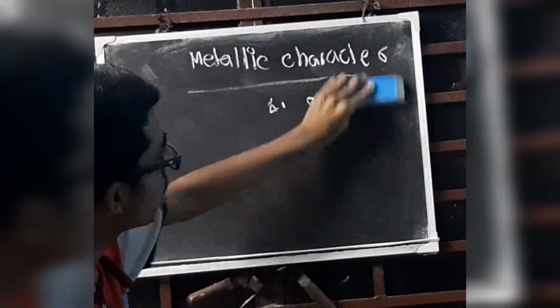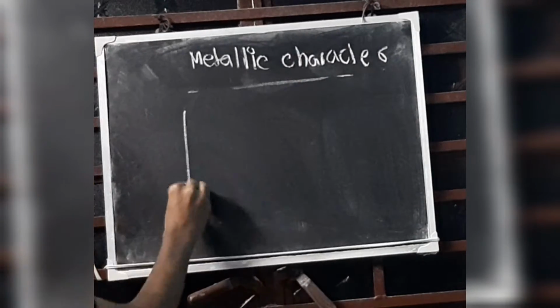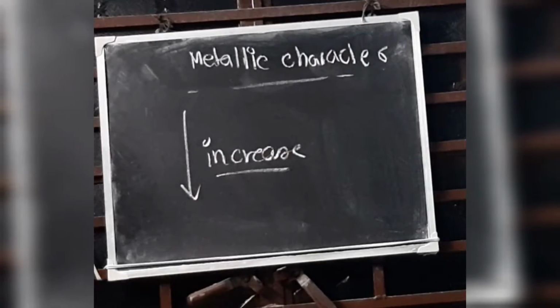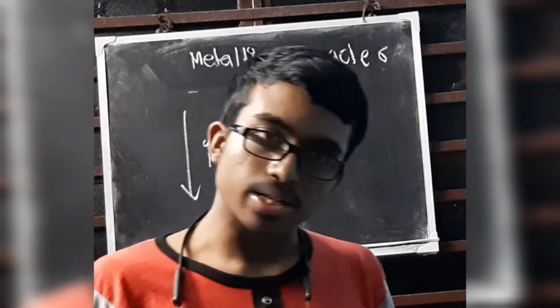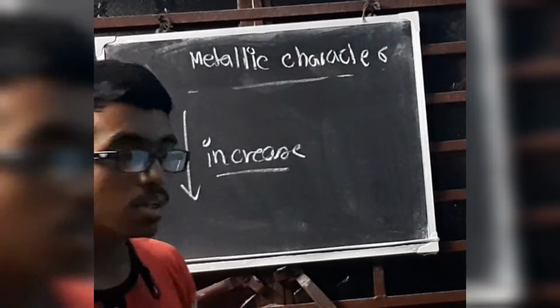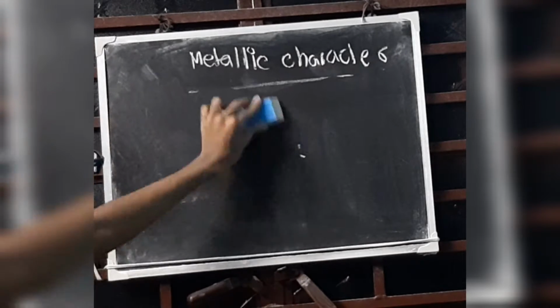Next is down a group. Down a group, metallic character is always deemed to increase. How? Again, the same dominant factor of atomic size. Atomic size increases, and the outer electrons are shielded by the inner orbitals. So as a result, they can easily be knocked off. That is why metallic character increases.